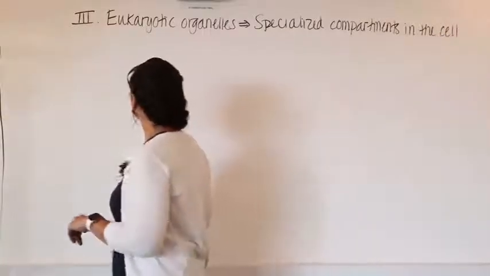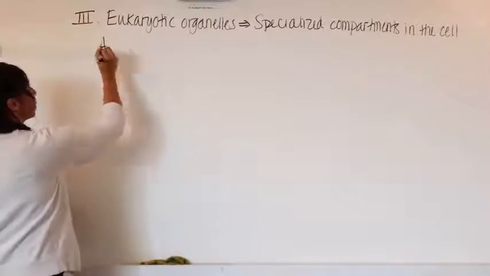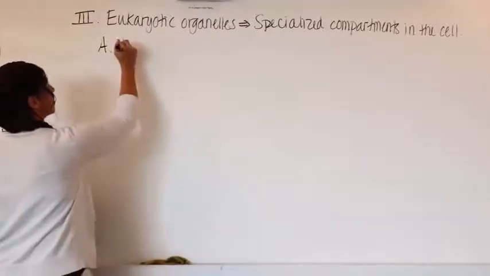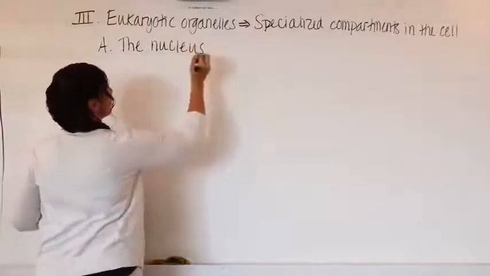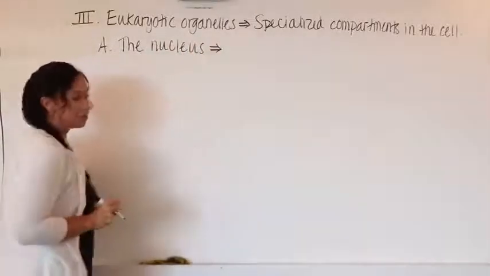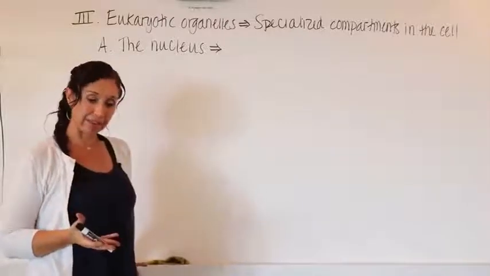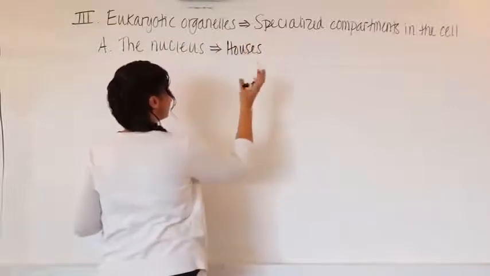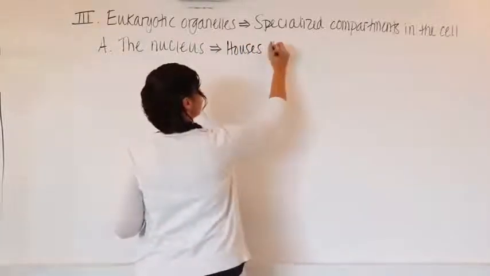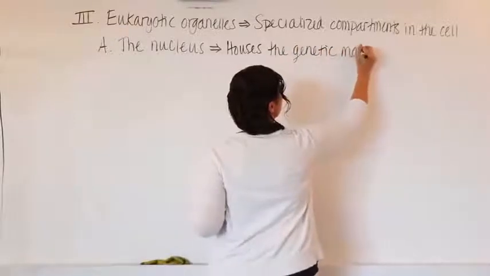We're going to begin with an organelle we've already talked about just a touch, and we're going to start at the center of it all, the nucleus. So the nucleus is, we've already defined it a little bit, it houses the genetic material for the cell, the DNA. It's kind of its job to house the genetic material for the cell.